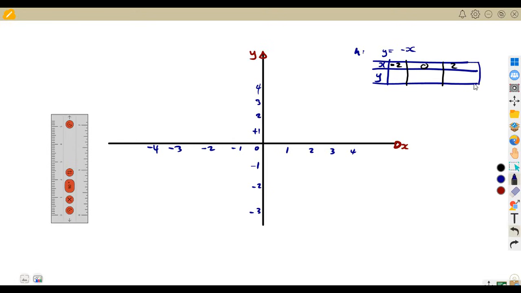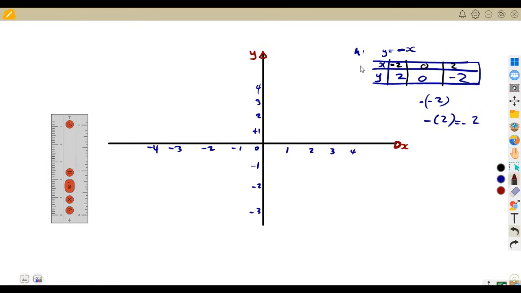Okay, so with these values, you're going to substitute them now in place of this equation. So it's minus, minus 2, which will be a positive 2. If x is 0, that will be 0. If x is 2 here, that will be minus 2, which is going to be minus 2. So y becomes minus 2.